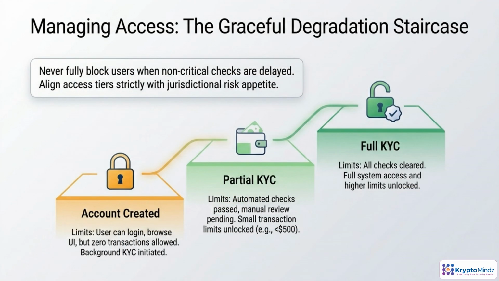Graceful degradation turns compliance delays into risk-controlled tiers instead of hard blocks. Think in 3 stages. First, as soon as an account is created, you let users log in and explore, but no money moves while background KYC runs. Next, when automated checks pass, you enable a partial KYC state: low limits, a narrow feature set, and manual review still pending. Finally, only after all checks clear do you unlock full access and higher limits, aligned with your jurisdiction's risk appetite.